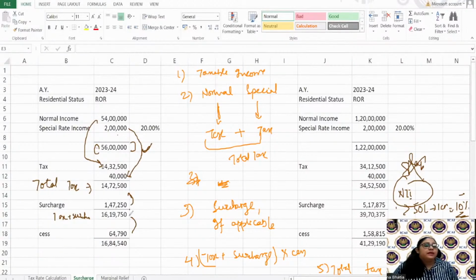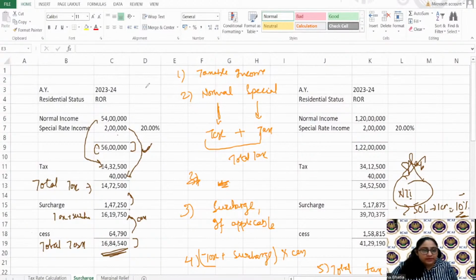On this I will apply cess of 4%. So the total tax liability including surcharge and cess is now 16,84,540. So on an income of 56 lakhs, you are paying a tax of about 16,84,540, with all taxes, with cess, with surcharge.